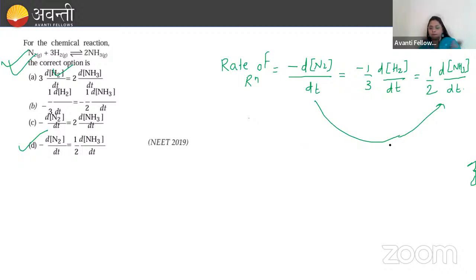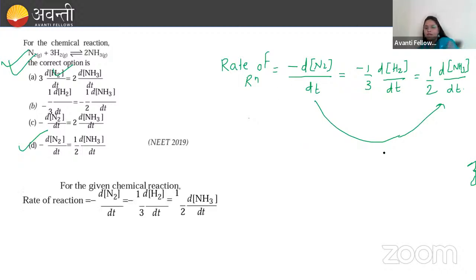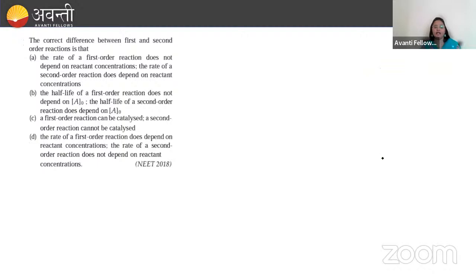Next problem. The correct difference between first and second order reaction is that... So here we have to talk about first order and second order. The difference between first order and second order. Which of the following statements is correct?